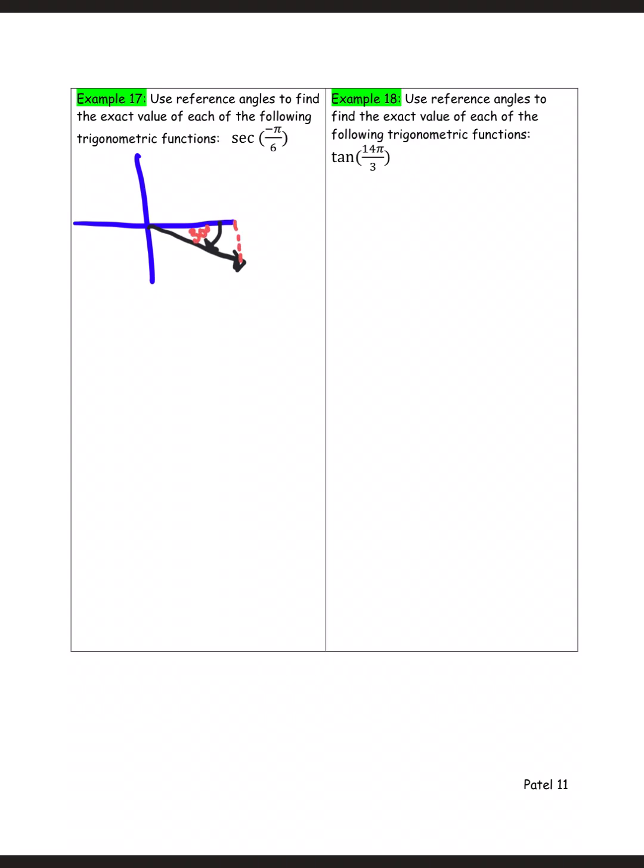Notice we're in quadrant 4. So opposite to 30 degrees is the length of 1. I'll fix the signs in a second. Opposite to 60 degrees is the length of square root of 3. And opposite to my right angle is the length of 2. Since we're in quadrant 4, y is negative. So we have that x is square root of 3, y is negative 1, and r is 2.